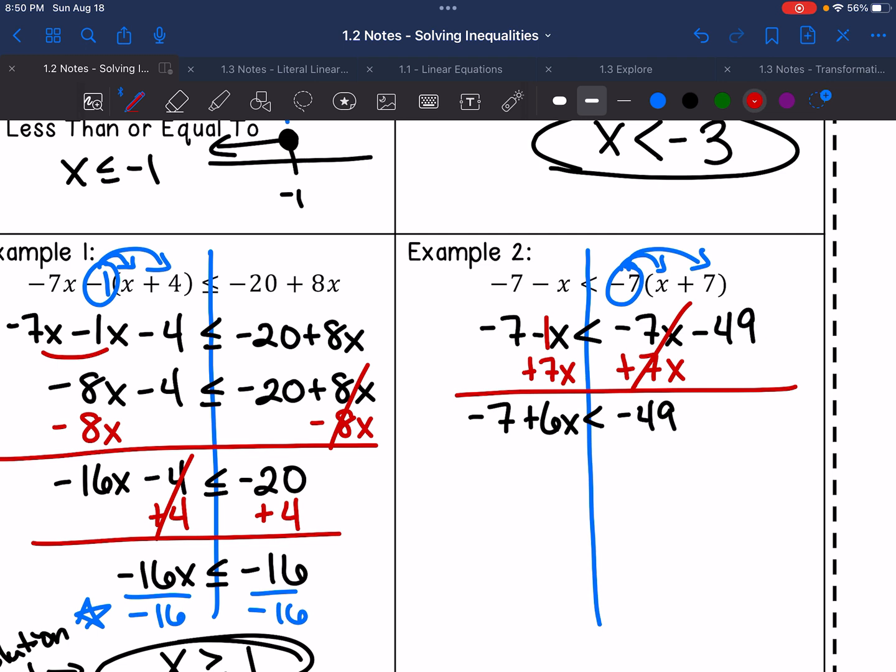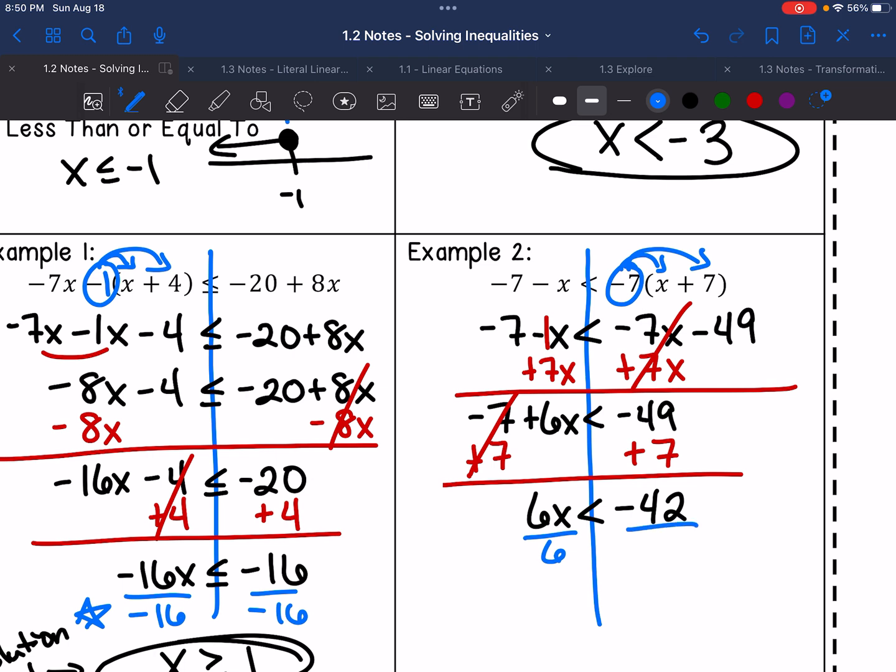All right, next I need to get rid of my regular number that's on the left. So I add 7 so that I can cancel that out. I need the opposite. So it means I have to add 7 on the right-hand side. So I bring down 6x less than negative 42. All right, and then my final step is to divide by 6.